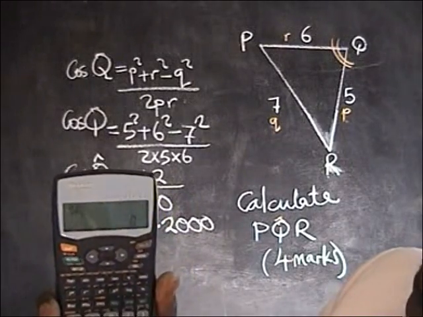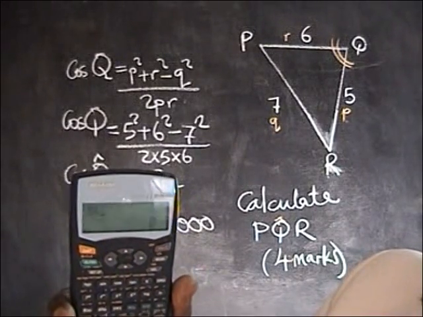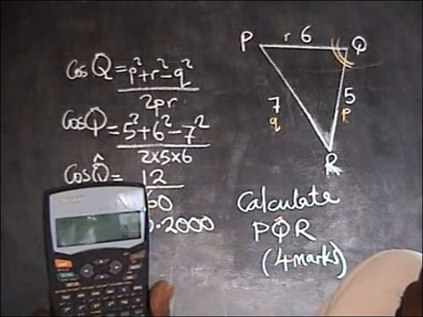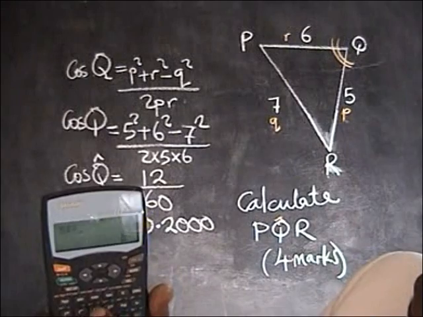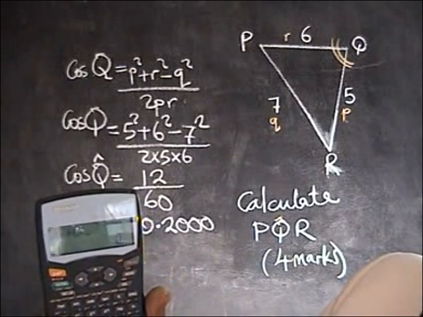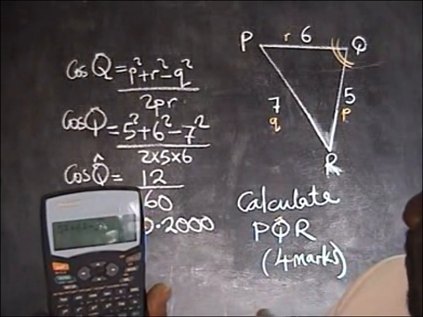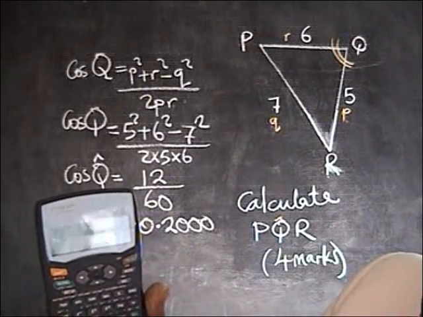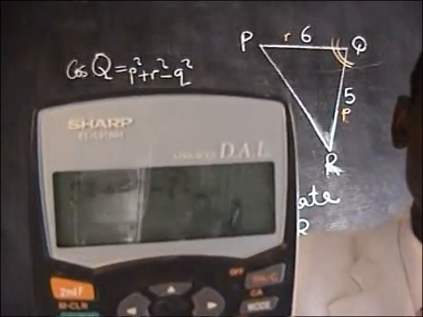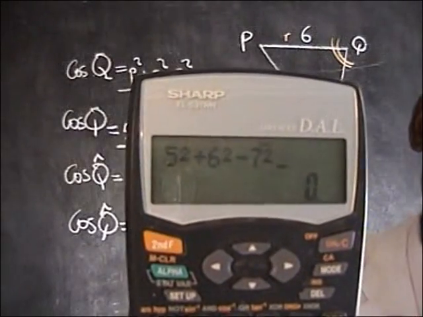5 to the power 2, as you can see, indicates 5 squared. Then I have to go where a plus is. This is plus 6 squared, 6 to the power 2, as you can see. Then followed by minus 7 squared, which is 7 to the power 2. Like that. As you can see, this is what the scientific calculator has displayed.